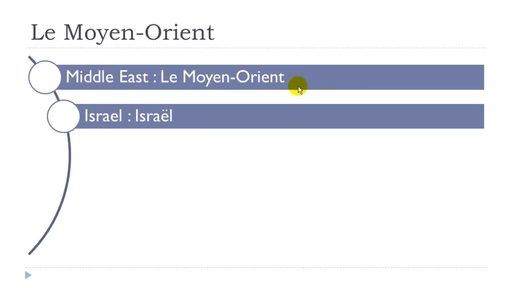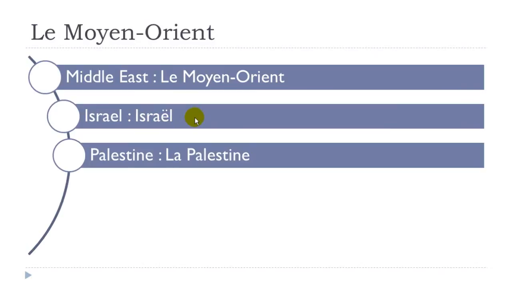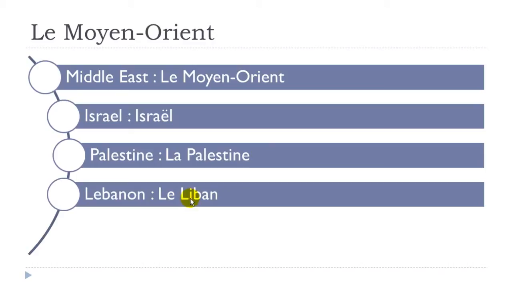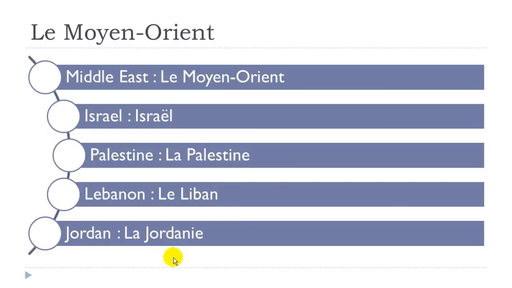Israël, Israël. La Palestine, la Palestine. Le Liban, le Liban. La Jordanie. Okay, so let's repeat them one more time. Le Moyen-Orient, Israël, la Palestine, le Liban, la Jordanie. Okay, and now we'll see the nationalities.